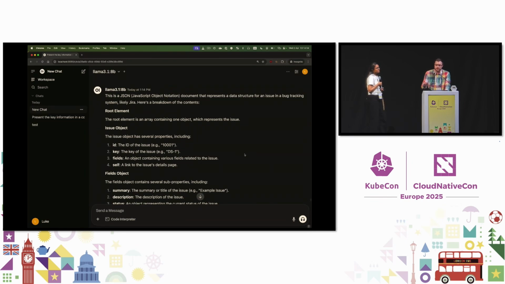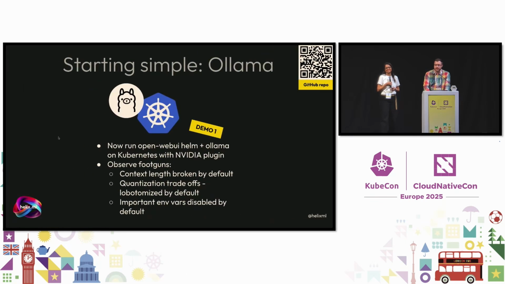In particular, it started talking about the JSON response body and the root element, and it said the root element is an array containing one object. But it's not. The response body had 10 objects in it. It had 10 issues in the sprint. So I'm going to pass back to Priya to explain why that happened, and then we're going to talk about how we can solve it.